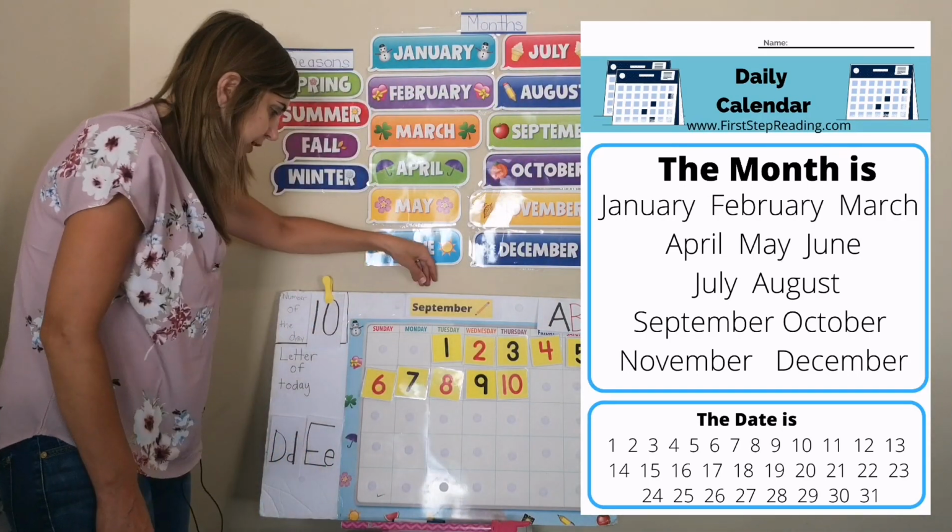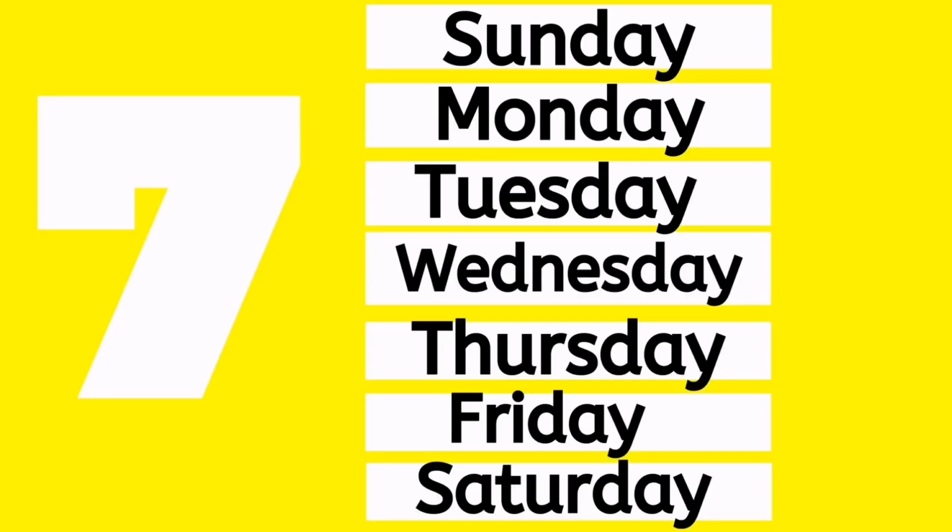Now we're going to move on to the days of the week. How many days are in 1 week? There are 7. So let's sing the song together. There are 7 days, there are 7 days, there are 7 days a week. Sunday, Monday, Tuesday, Wednesday, Thursday, Friday, Saturday.